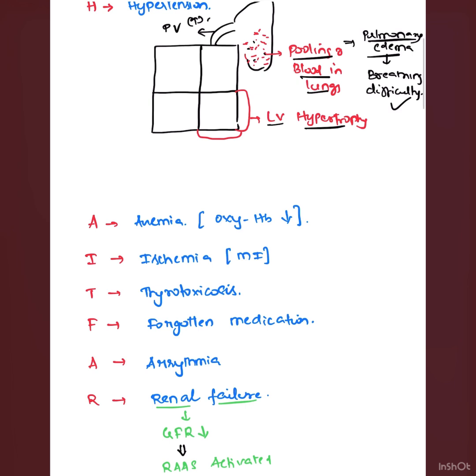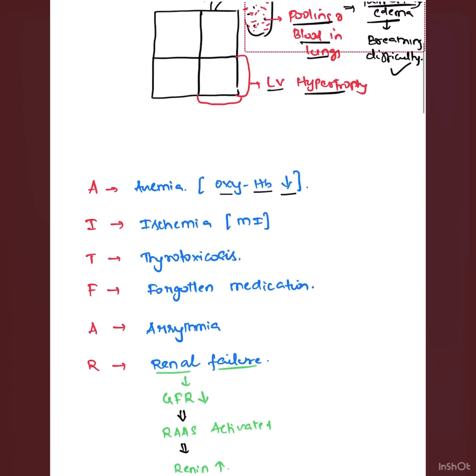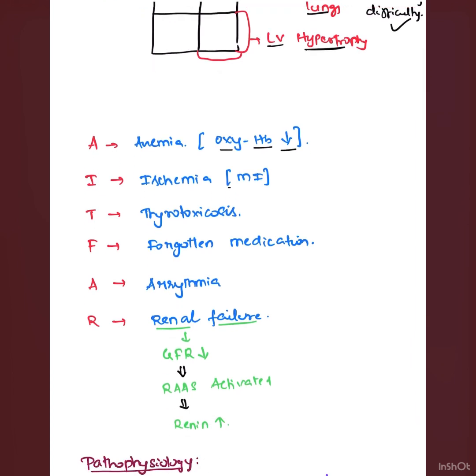The next one is anemia. In anemia, the oxygen and hemoglobin binding capacity is decreased, so anemia also leads to congestive heart failure. Next one is ischemia, so in cases of myocardial infarction. Next one is thyrotoxicosis. What is thyrotoxicosis? A hyperthyroidism condition. A persistent hyperthyroid state is known as thyrotoxicosis.